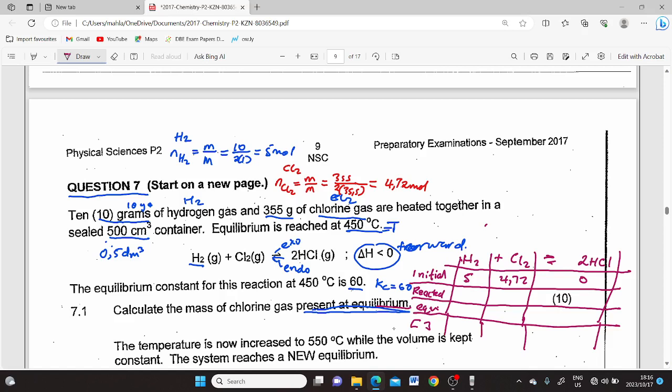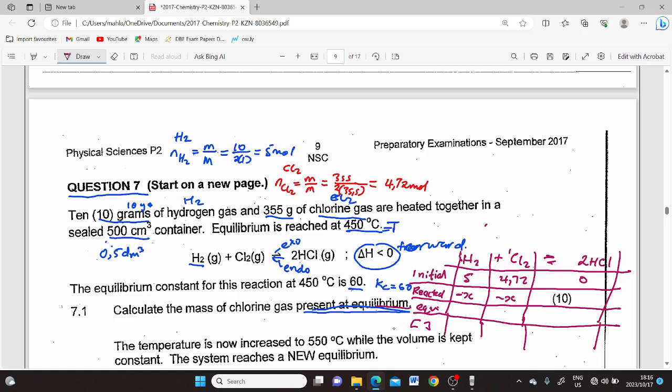So the ratio of this one is unknown, so we have x, but this was used, so we have minus x. Because the Cl2 was used, we have minus x. That is 1. The ratio is 1, 1.